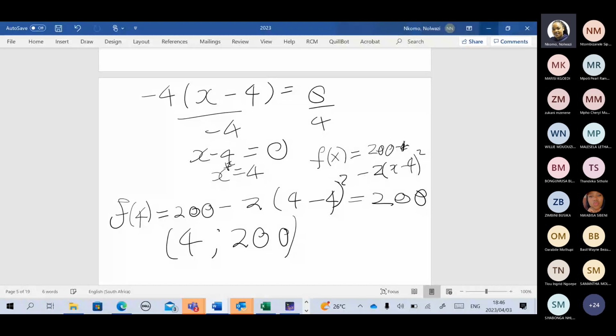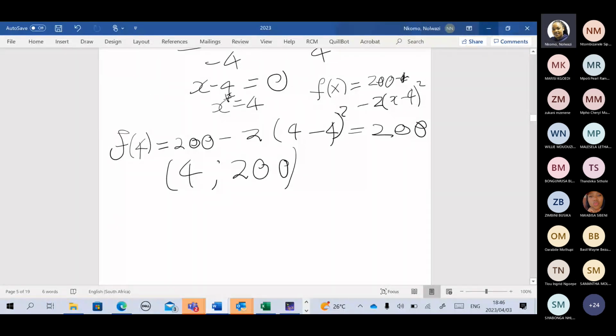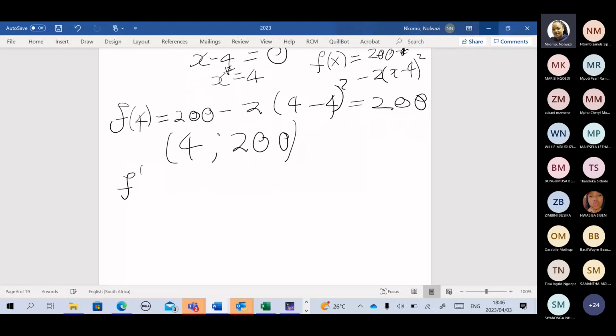But now we are asked to find the nature of this point too. We said to find the nature of the turning point, we need to find the second derivative. We said that the first derivative is f prime at x is equal to minus 4 into x minus 4, right?